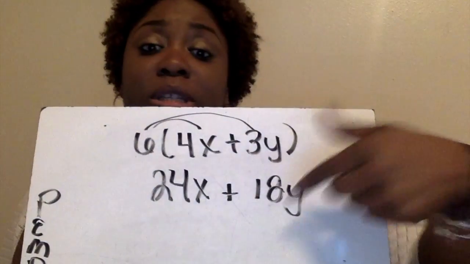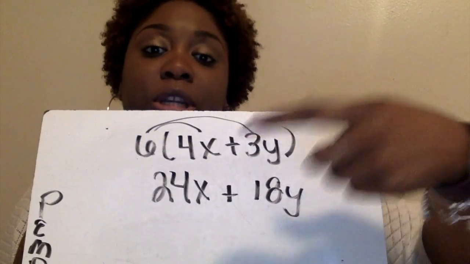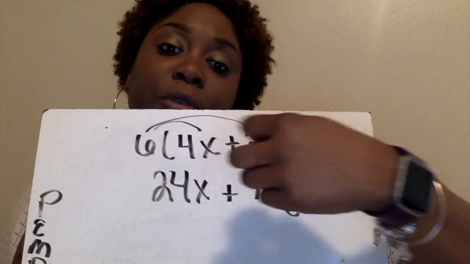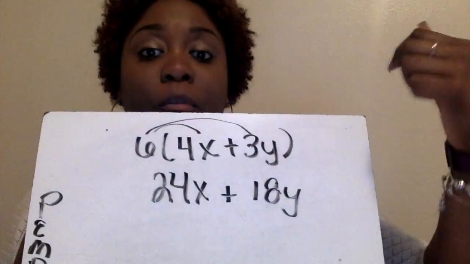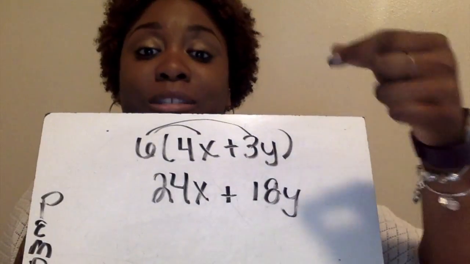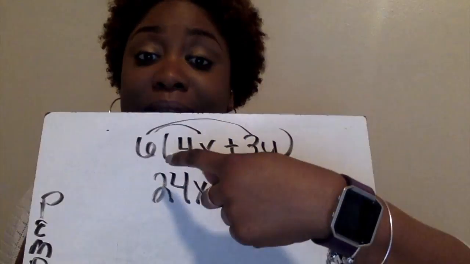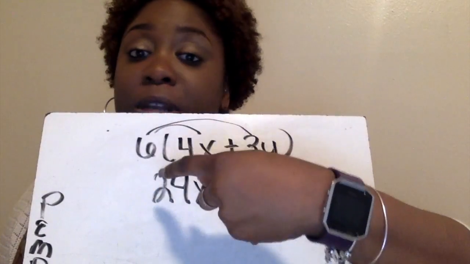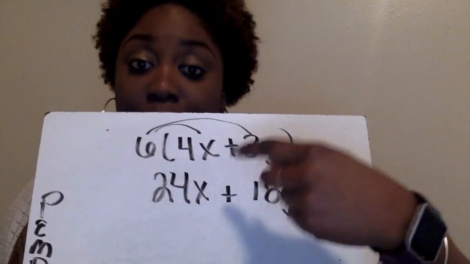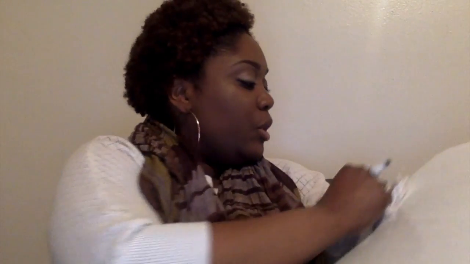So what we just did, we created an equivalent expression to this 4x plus 3y in parentheses with the 6 on the outside. Remember, that 6 beside that parentheses tells me that I am multiplying. You do not see a division sign. You don't see a plus sign. You don't see a subtraction sign. You're multiplying, okay? Great.